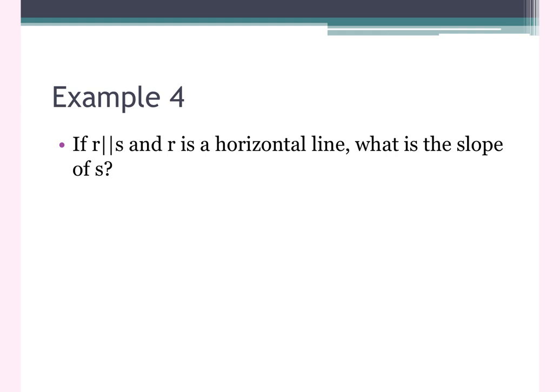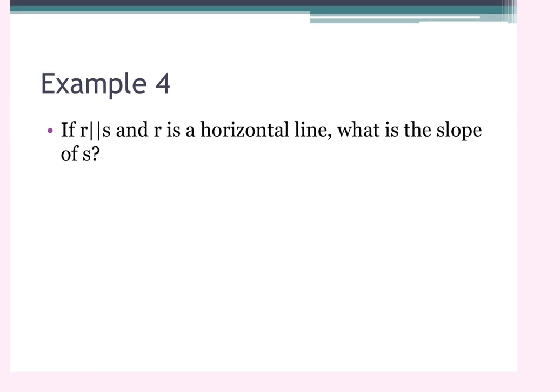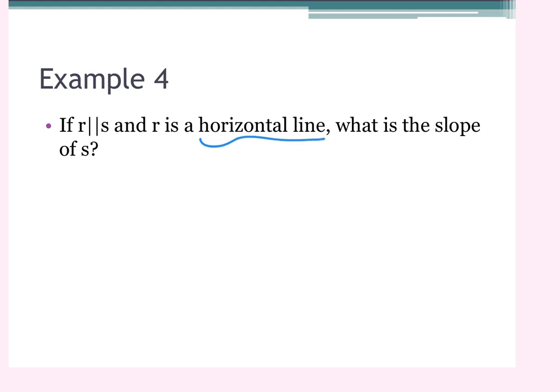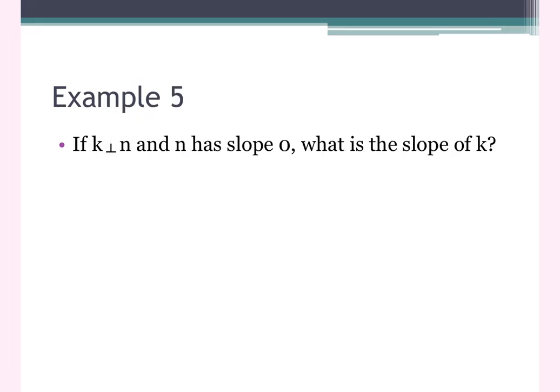Example 4 says if R is parallel to S and R is a horizontal line, what's the slope of S? Horizontal lines have slope that are 0. 5, K is perpendicular to N. N has a slope of 0. What's the slope of K? Well, the reciprocal of 0, even if you change its sign, is undefined.